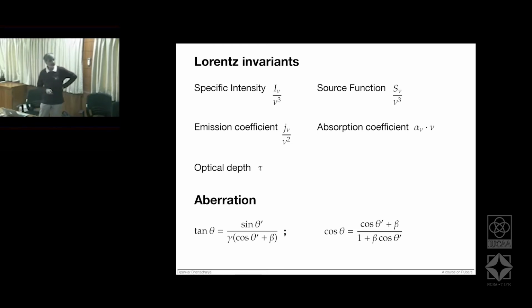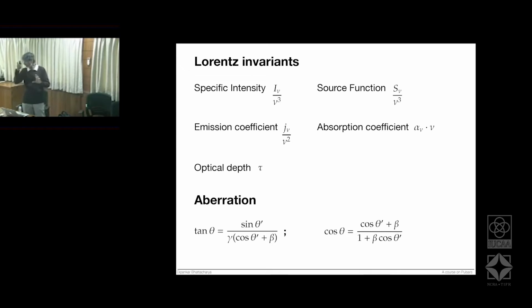Aberration is something that also will occur when you want to look at the emission from one frame to another, and that is given by this transformation of angles. So suppose in one frame you have, with respect to x, an angle theta defined. And let's say the relative velocity is in the x direction. So you have another frame moving with velocity beta, Lorentz factor gamma with respect to this frame.